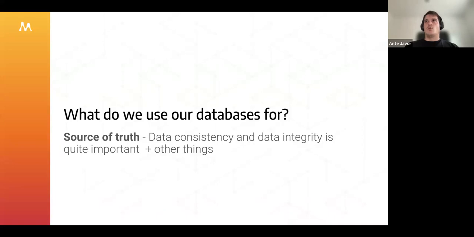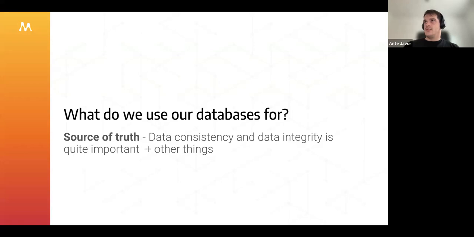So the most important question everybody needs to ask for himself is: what do we use our database for? Is it the source of truth? Is it some type of analytical workload? Is it some type of short, bursty analytics? It all depends on the ways that people use the database.